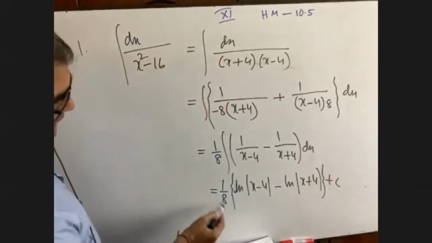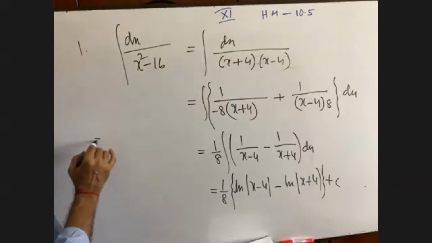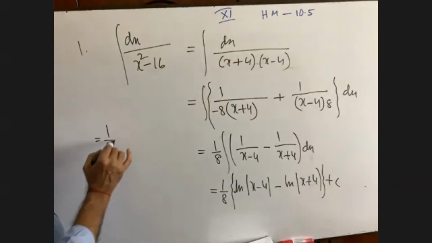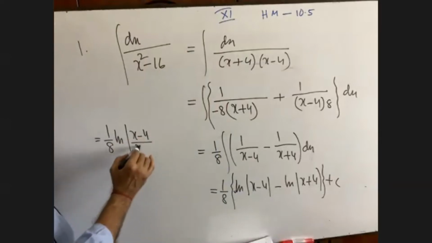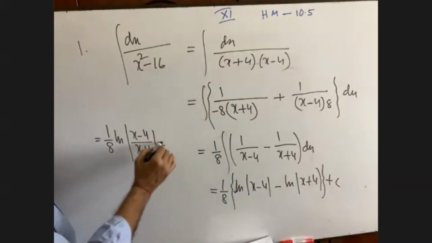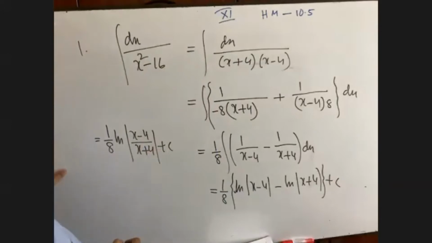Now we can write it in this way: 1 by 8 ln of x minus 4 by x plus 4 plus c. This is the answer.